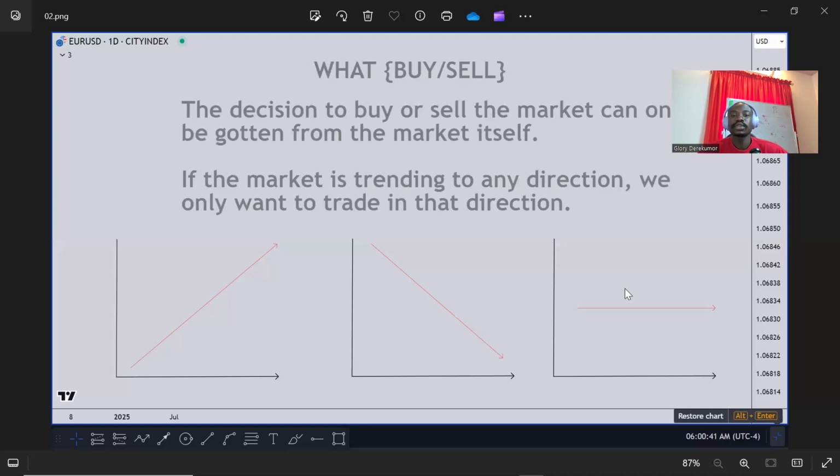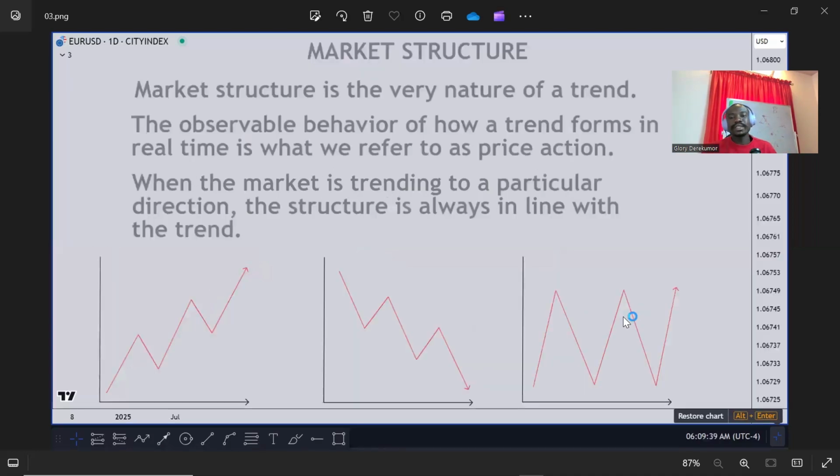Again, the decision to buy or sell the market can only be gotten from the market itself. If the market is trending in any particular direction, we want to be trading in that direction. For a bullish market, we're buying, for a bearish market, we're selling, and for a ranging market, we are doing nothing. Now, when the market is either buying or selling, there is a way the market is being presented to us. We can see the nature of certain movements of price. The nature of the movement of price is what we refer to as market structure.